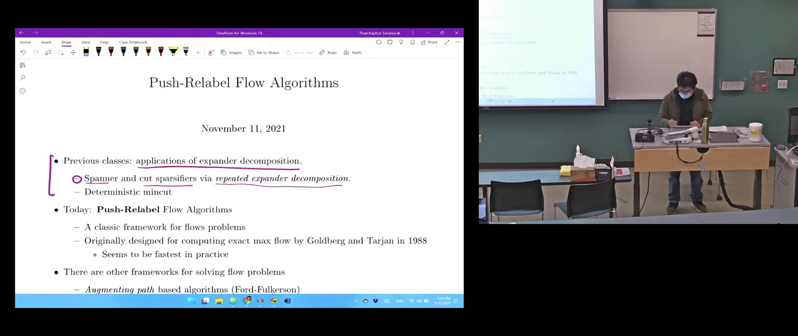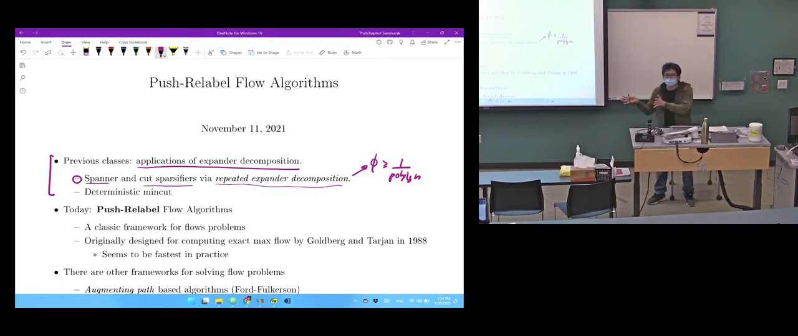And note that when we compute this, the phi parameter that we use is actually quite high. It's not small. It's something like polylog n, right? We just need phi to be small enough so that the number of inter-cluster edges is at most half. That's all we need. So we can set phi to be quite big.